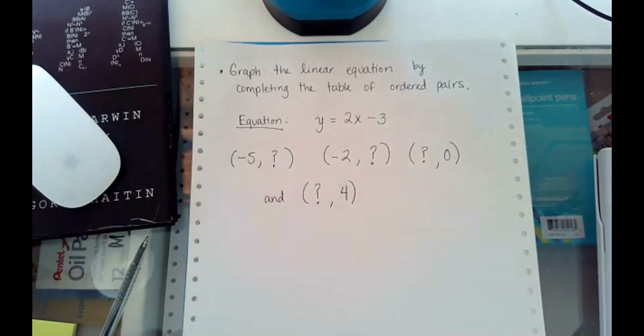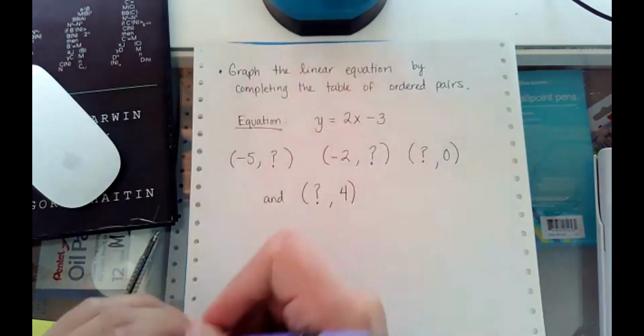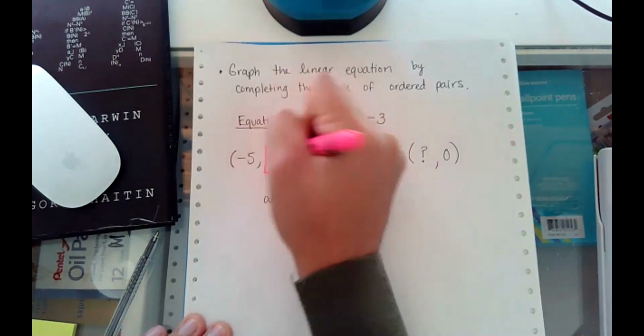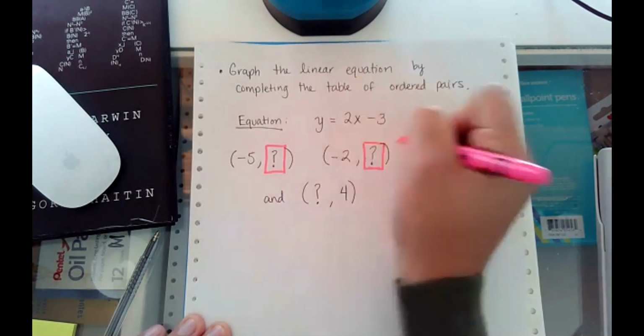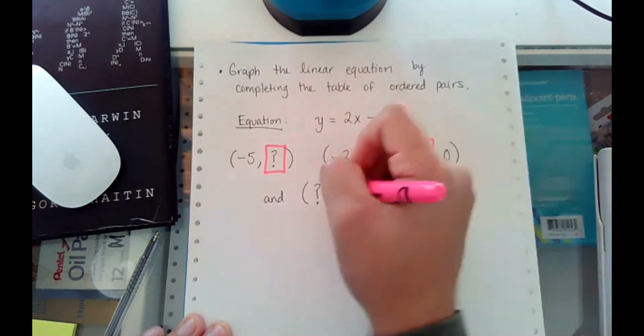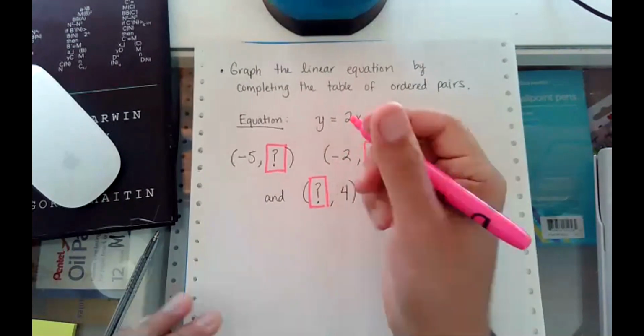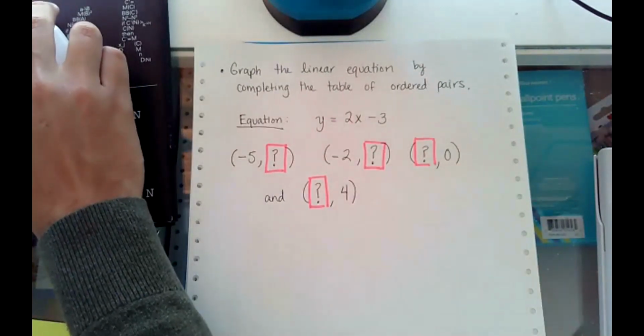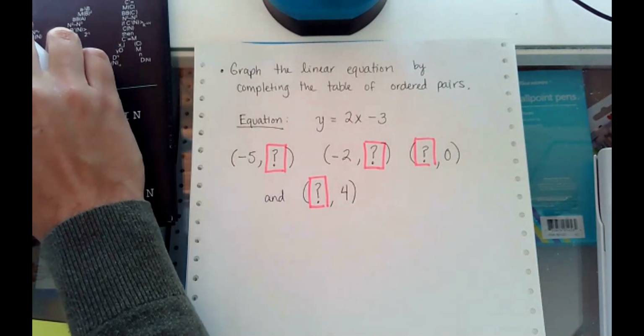Okay. So these are the values that you need to find. And I'm going to give you very little instruction here. I'm going to break you guys up and see if you can figure out in your groups, how are we supposed to go about completing the ordered pairs? And then once you've completed the ordered pairs, how do we go about graphing those?